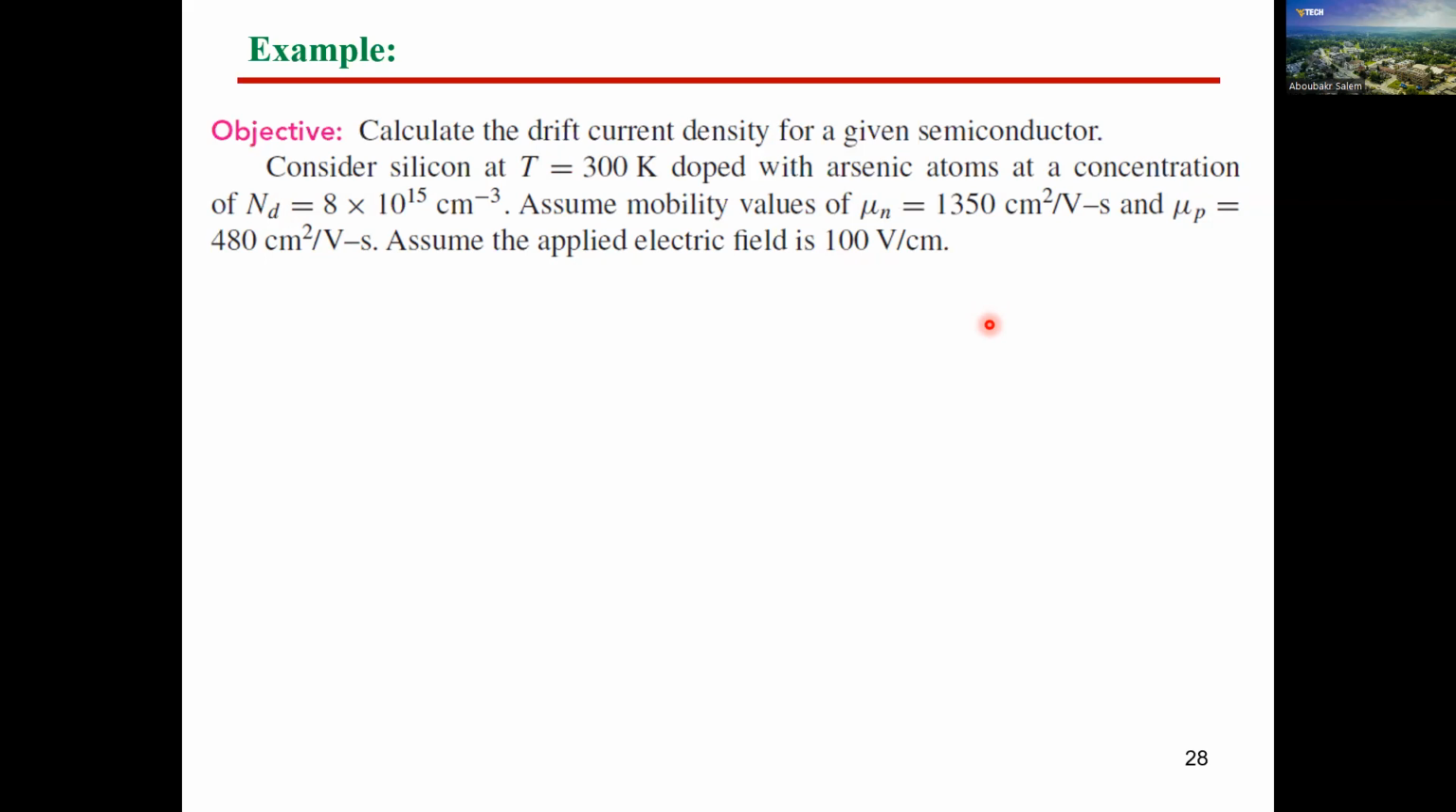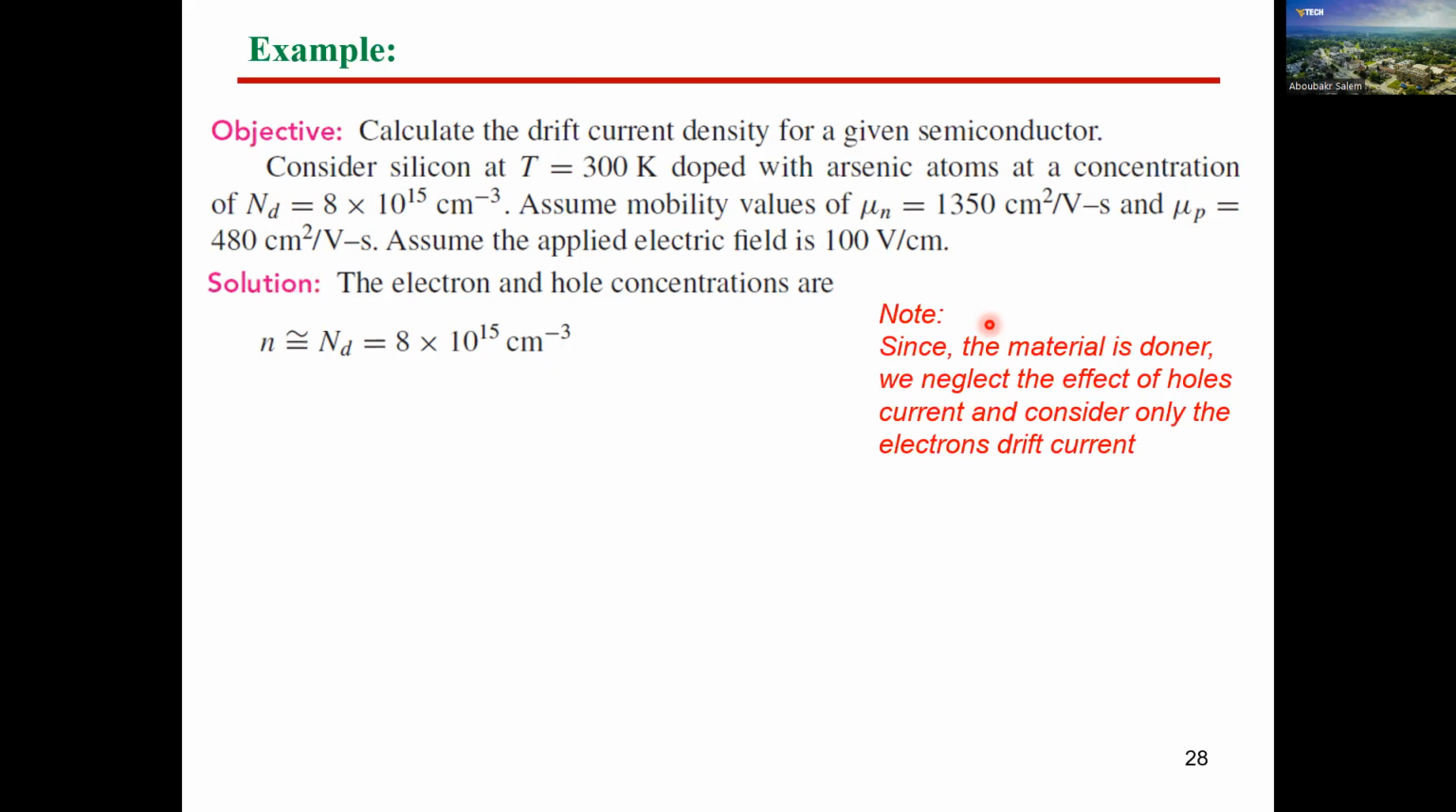So in order to calculate the current density, we need to calculate sigma. We have the electric field, and sigma depends on some constants like electron charge, and on the mobility. We have the mobility here, and also the concentration. So we have the concentration, and we are ready now to make all of the calculations. So here, guys, we mentioned this is a donor material. Donor material means this is N-type material.